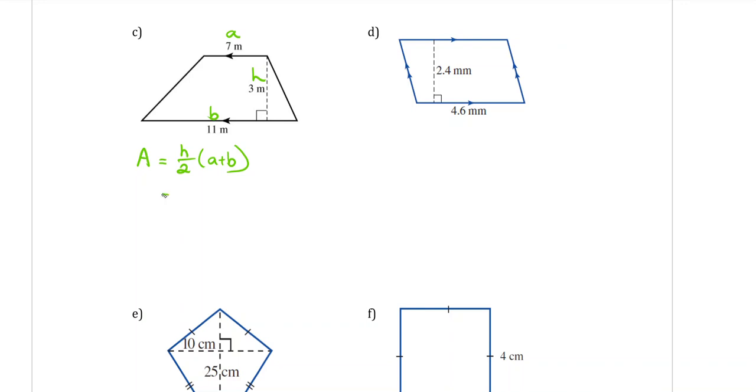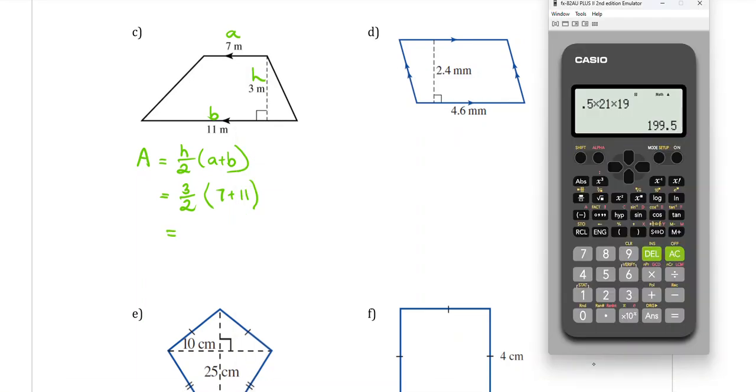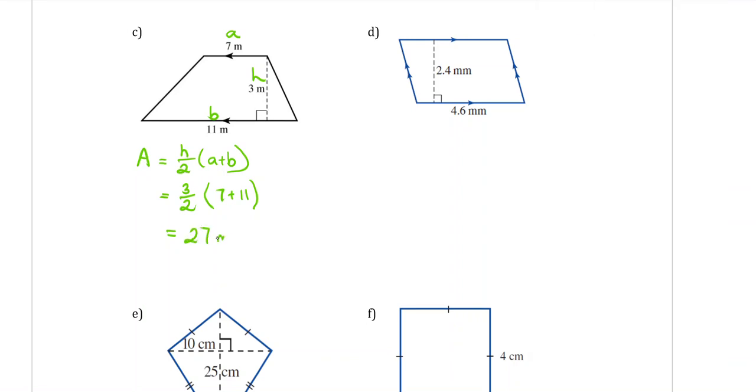Okay, so then you sub them in. H is 3, so it's 3 over 2. Bracket. A is 7, so it's 7 plus B, which is 11, close the bracket. And then type it in. That's right. So 27 metres squared. What is shape D?